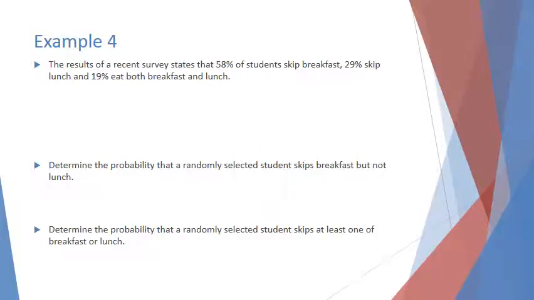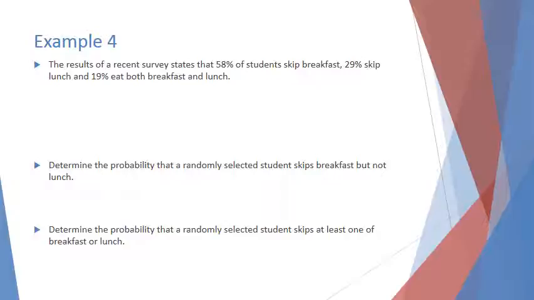Example 4. The results of a recent survey state that 58% of students skip breakfast, 29% skip lunch, and 19% eat both lunch and breakfast. I read that kind of backwards. Okay, again, we're dealing with these percentages, and this is a good time to deal with a Venn diagram because they're trying to describe a whole situation, so I can represent it this way. So let's get looking into it.